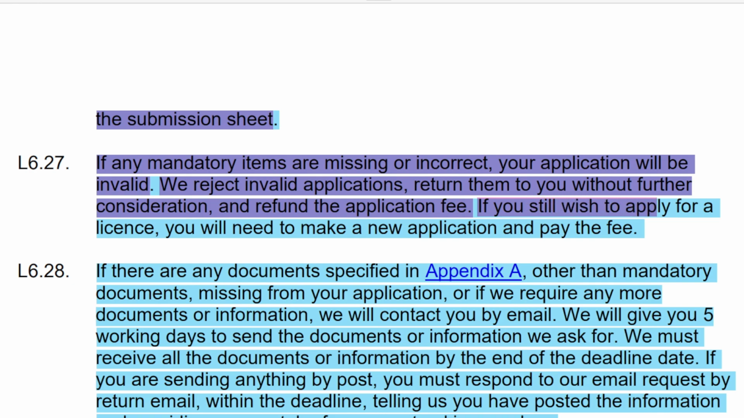If you still wish to apply for a license, you will need to make another new application and pay the fees.